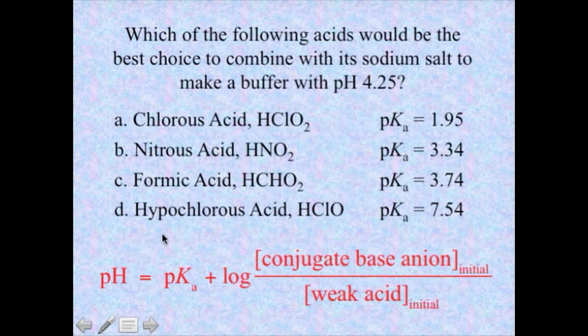Therefore, you would want to choose a weak acid whose pKa is as close as possible to the pH of the buffer that you're trying to make. So for this question, our target pH for the buffer is 4.25, and the pKa closest to that of all the four listed here is C, formic acid, at 3.74.